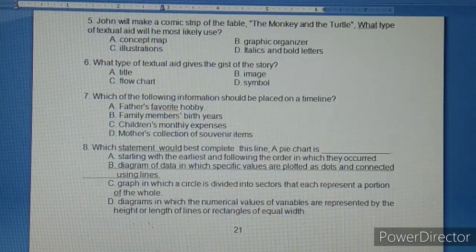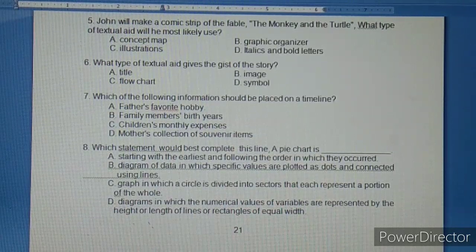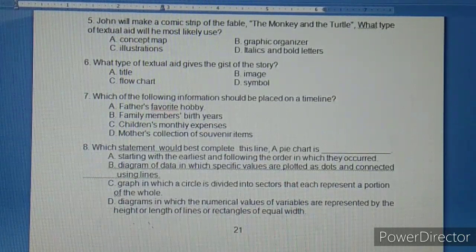Let's continue. Number 5. John will make a comic strip of the fable, The Monkey and the Turtle. What type of textual aid will he most likely use? A. Concept map, B. graphic organizer, C. illustrations, or D. italic and bold letters. The correct answer for number 5 is, of course, letter C. Illustrations.